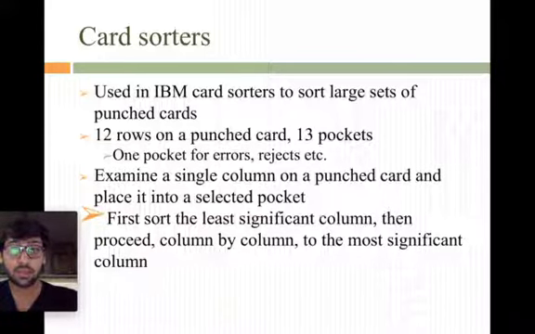So there are 12 rows on a punch card, and there are 13 pockets. So there is one pocket for each row, plus we have one additional pocket for errors and rejected cards. So we examine a single column on a punch card and place it into the selected pocket. Now first we sort these according to the least significant column, and then proceed column by column to the most significant column, and this will give us the final sorted array of the cards. That is what is required, and the time complexity will be the same as that we have done till now, and that will be order n times d.